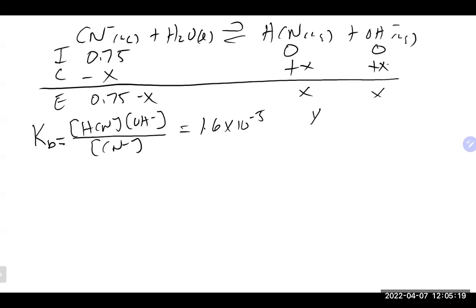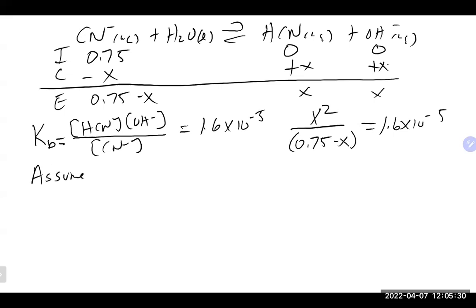Put in our values, gives us x squared divided by 0.75 minus x is equal to 1.6 times 10 to the minus 5. We did good on the first one. Why not try it again here? We're going to assume that x is equal to 0. That reduces that down to x squared divided by 0.75 is equal to 1.6 times 10 to the minus 5.